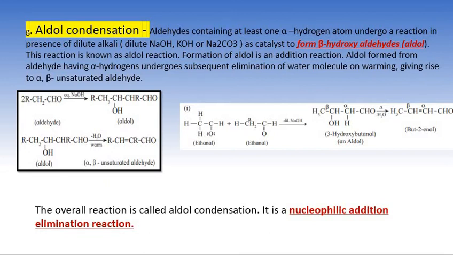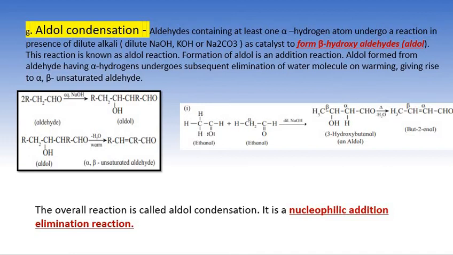Aldol condensation: an aldehyde which has at least one alpha hydrogen atom will undergo the reaction in the presence of a dilute alkali like NaOH, KOH or sodium carbonate as a catalyst, and will form beta-hydroxyaldehydes, or aldol. This reaction is known as the aldol reaction or aldol condensation.